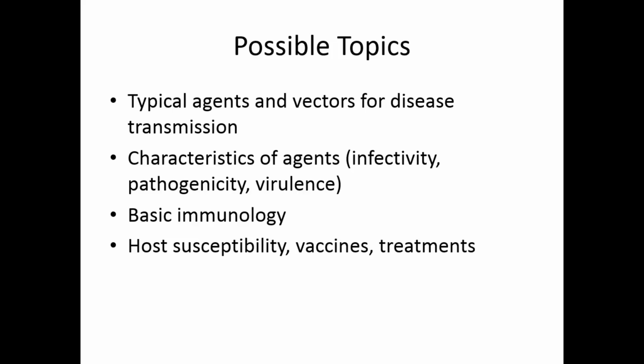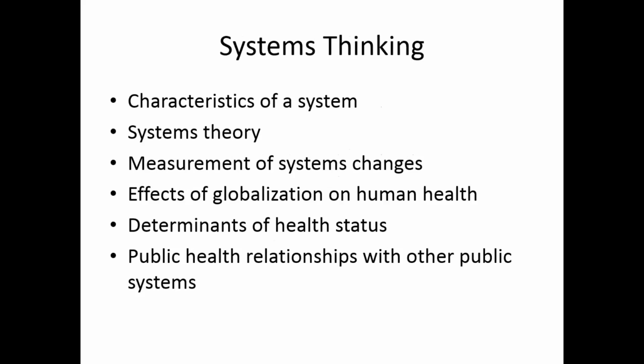Basic immunology, host susceptibility, things about vaccines, things about different treatments. So that's the kind of topics that might appear under biology. And then last, systems thinking, where again you can look at the content outline. What are the characteristics of a system? Basic systems theory. How do we measure the impacts of system changes?